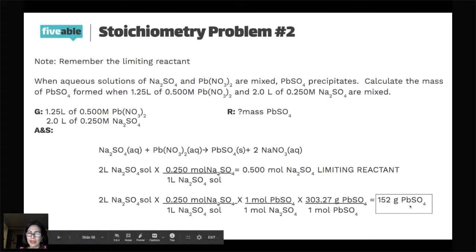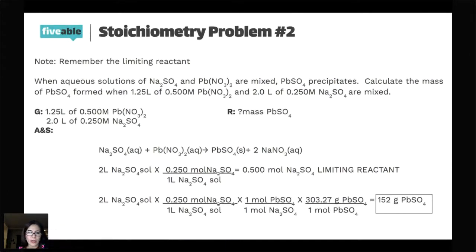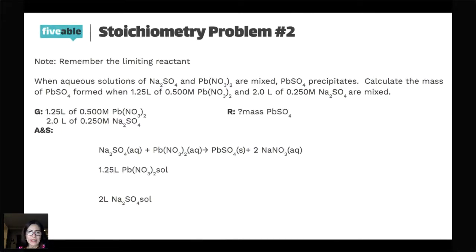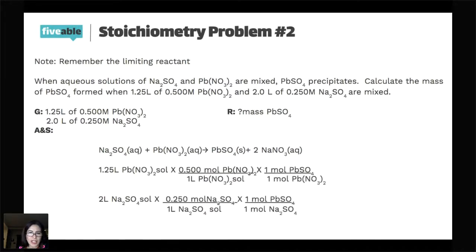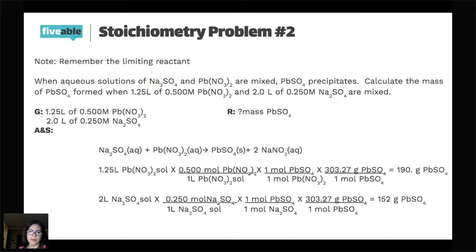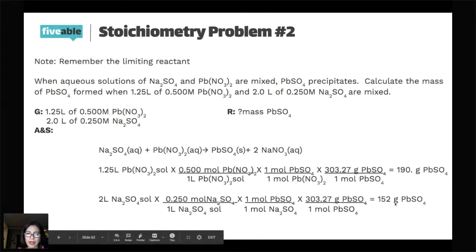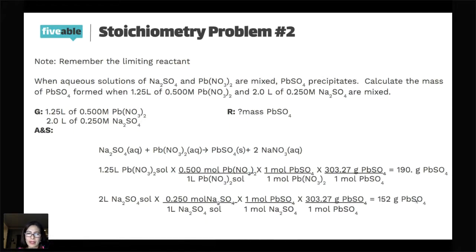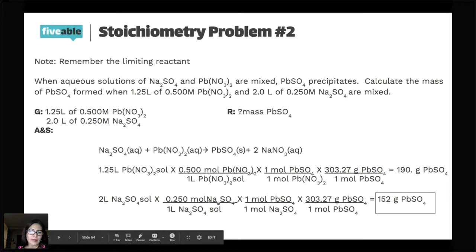Okay? Now, sometimes it's not so logical to find the limiting reactant. In case that happens, you can do both of the reactants and change it all the way to grams, and then choose the smallest amount of product. These are the two possible products. But then you will choose the 152 because it's the least product possible that comes from the limiting reactant.